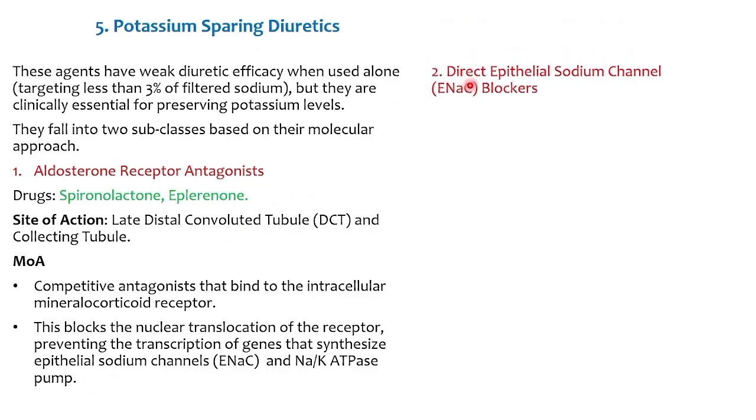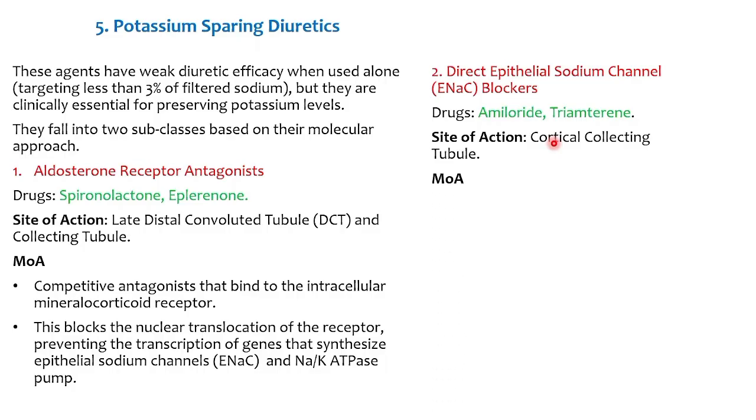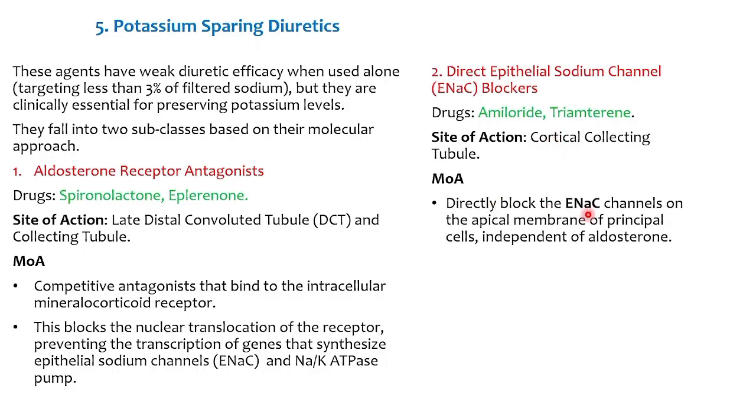The second classification in terms of the mode of action is the direct ENaC blockers. These block the ENaC channels, the sodium channel. The two drugs here are amiloride and triamterene. They act on the collecting tubule. The mechanism of action is that they block ENaC channels on the apical membrane of principal cells, independent of aldosterone. When they block the sodium channels, they will inhibit sodium reabsorption.